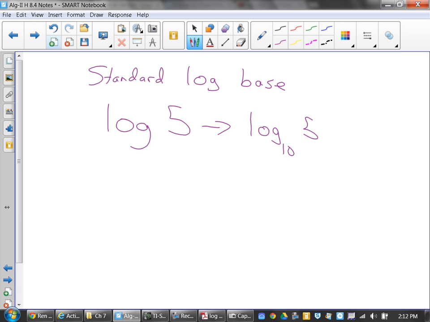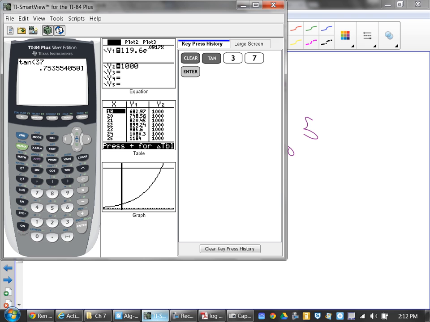Now, it goes into the thing with your calculator. On your calculator, there's a button that says log. If you press the log button, it's automatically base 10.